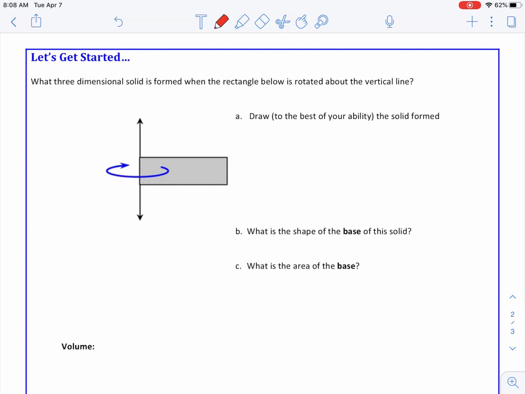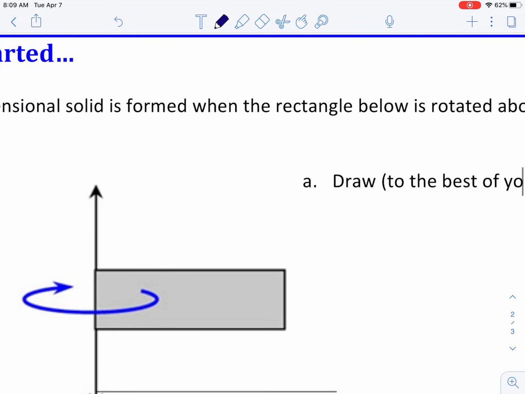What three-dimensional solid is formed when this rectangle here is spun around this line? So picture, I'm holding a piece of paper by the edge and I'm spinning it in a circle really fast. If you squint your eyes, what shape is that going to make? Probably obvious because it's the topic of the day. It's going to make a cylinder.